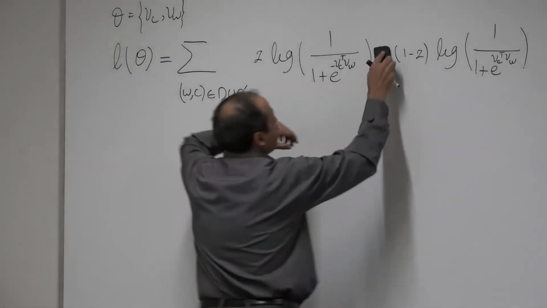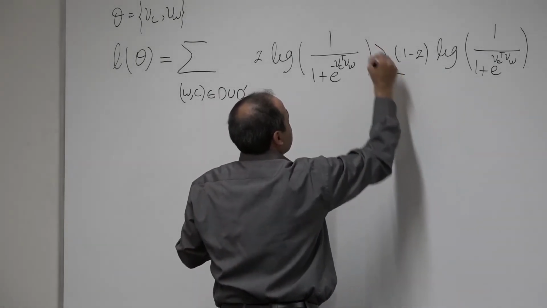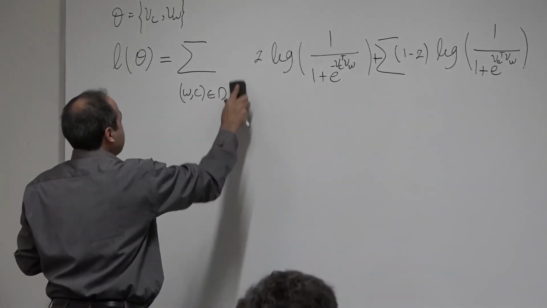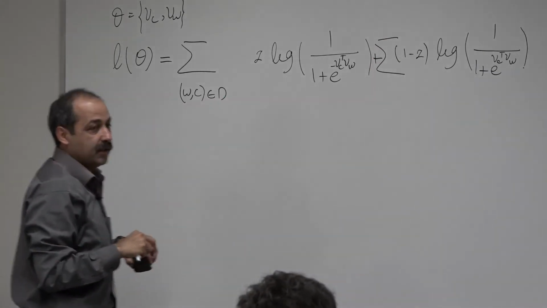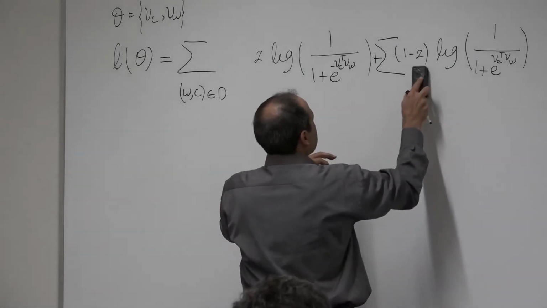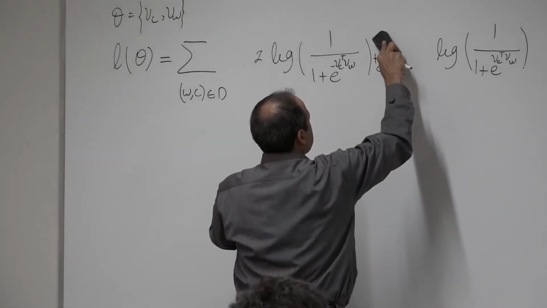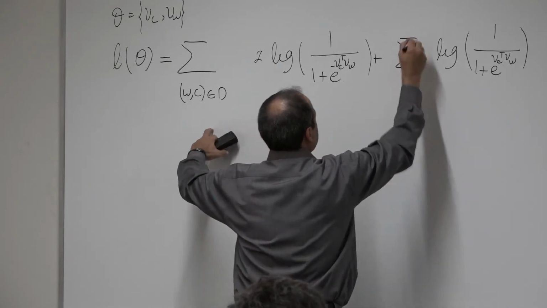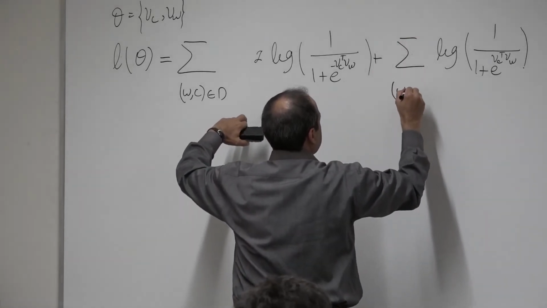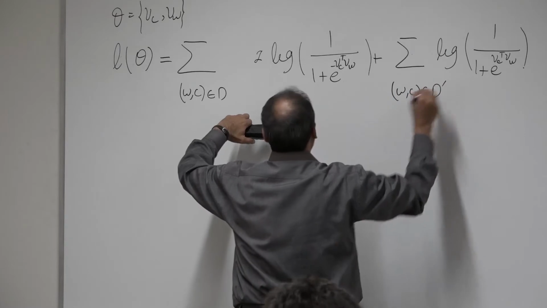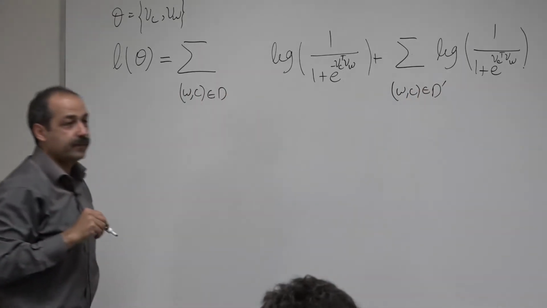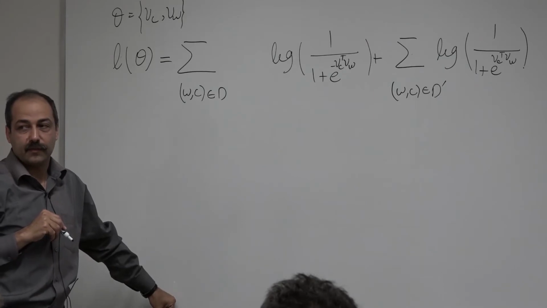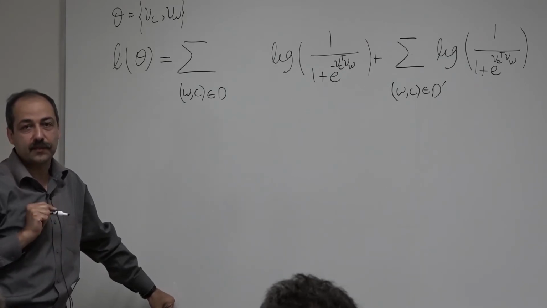I can put a summation here and say that this is over all pairs in D. And I don't need this Z and Z minus 1 anymore. This is all pairs in D, and this is all pairs in D prime. Okay? And get rid of this Z.